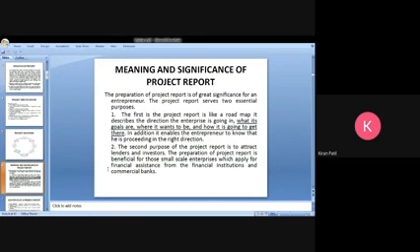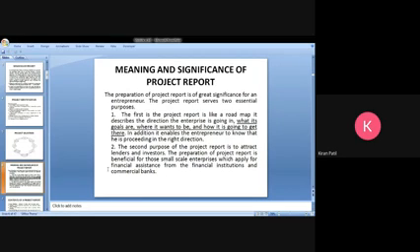The second purpose of the project report is to attract lenders and investors. The preparation of a project report is beneficial for those small-scale enterprises which apply for financial assistance from financial institutions and commercial banks.